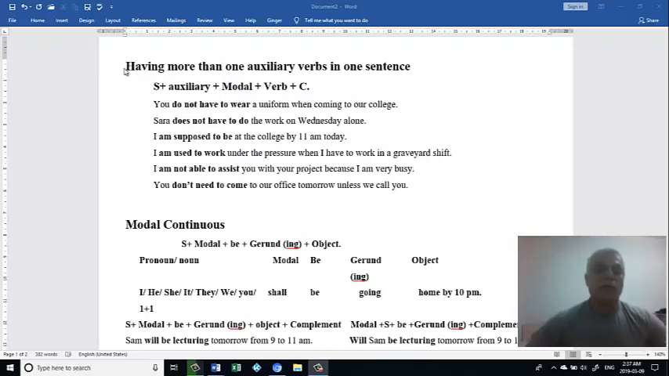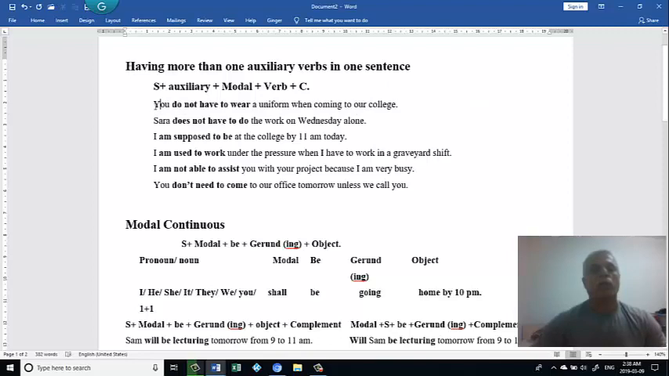Today our lesson is going to be about having more than one auxiliary verb in one sentence. For example, we have a subject, then we have an auxiliary, then we have a modal, then we have the root of the verb, then we have a complement. For example, you do not have to wear a uniform when coming to our college.